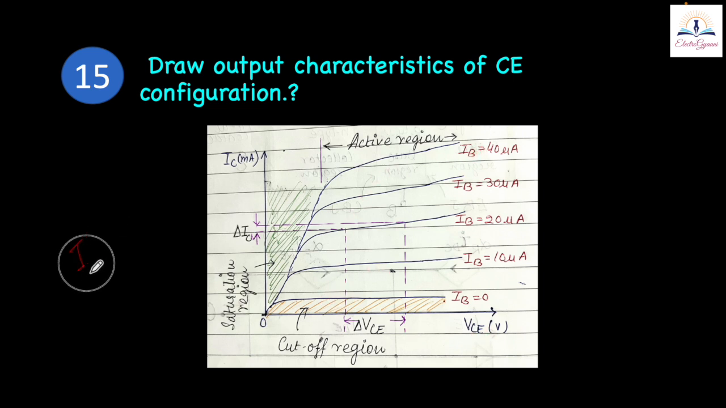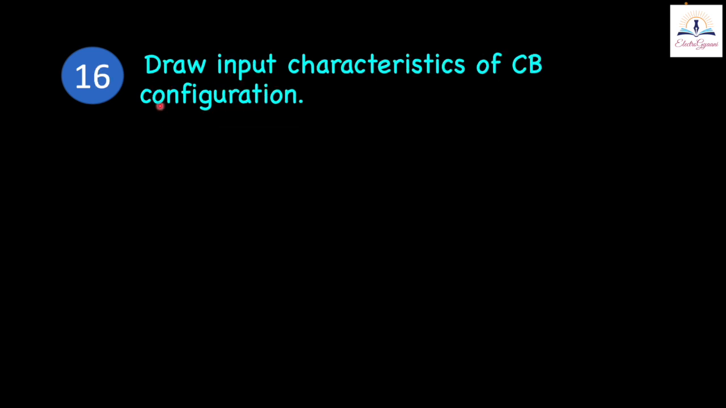While increasing the base current and the collector-emitter voltage, this collector current will also increase, since collector current is related to base current by this relation, IC equals beta times IB. That's why it will also rise. Here you should note that base current is in microampere while the collector current is in milliampere. Now the ratio of the change in VCE upon the change in the collector current will give the output resistance.